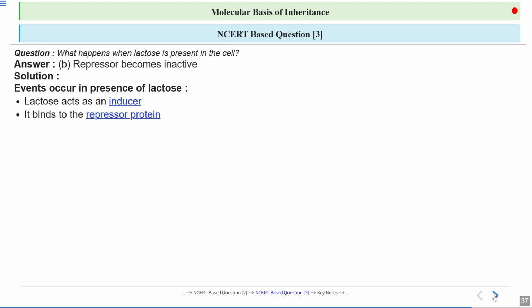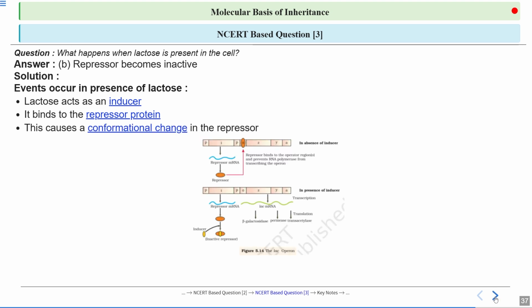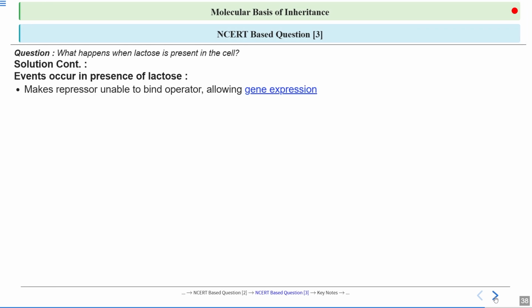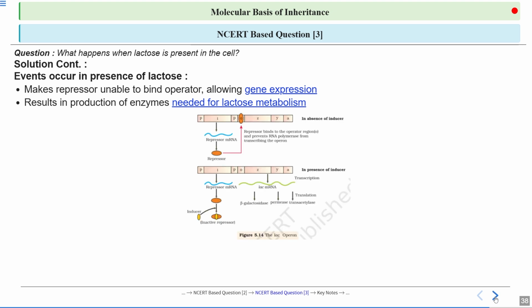Lactose acts as an inducer. It binds to the repressor protein. This causes a conformational change in the repressor, and what happens? It will not be able to bind to the operator, and therefore transcription will take place. As I said, it makes the repressor unable to bind the operator, allowing gene expression, resulting in the production of enzymes needed for lactose metabolism.